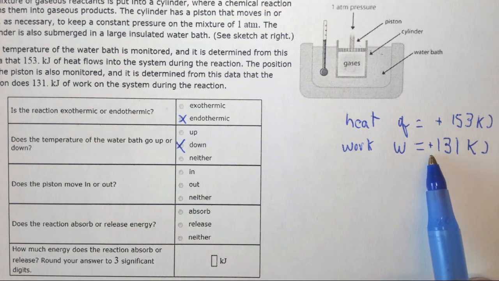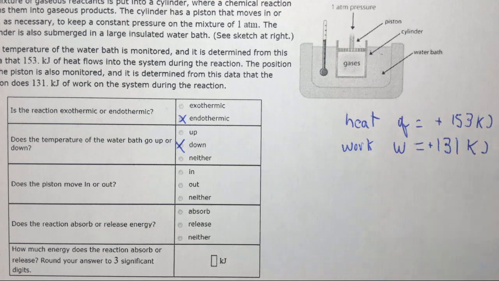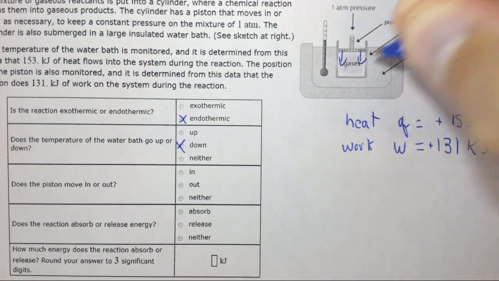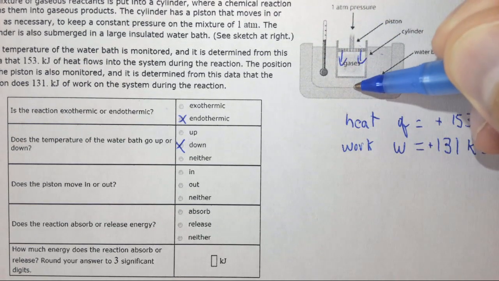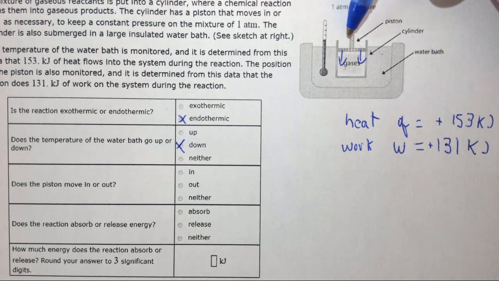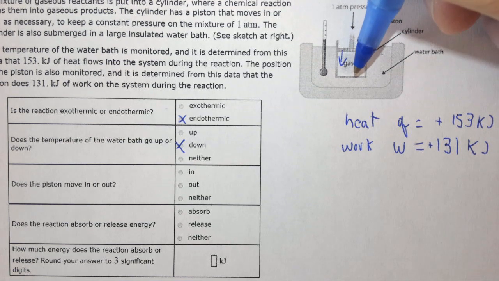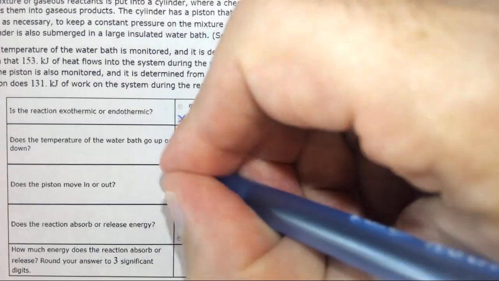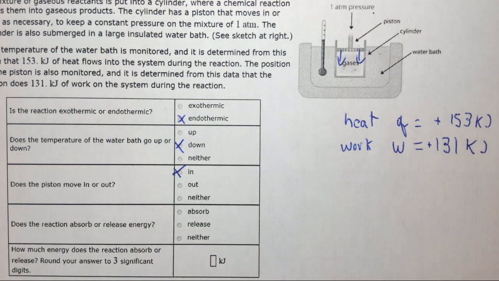that the work term is positive. If the work term is positive, work must be done on the system. In order for work to be done on the system, the piston must go in. That's how the surroundings do work on the system. They actually cause this piston to move in, so the surroundings are doing work, the system is gaining work, work is positive for the system, so therefore the piston must move in.